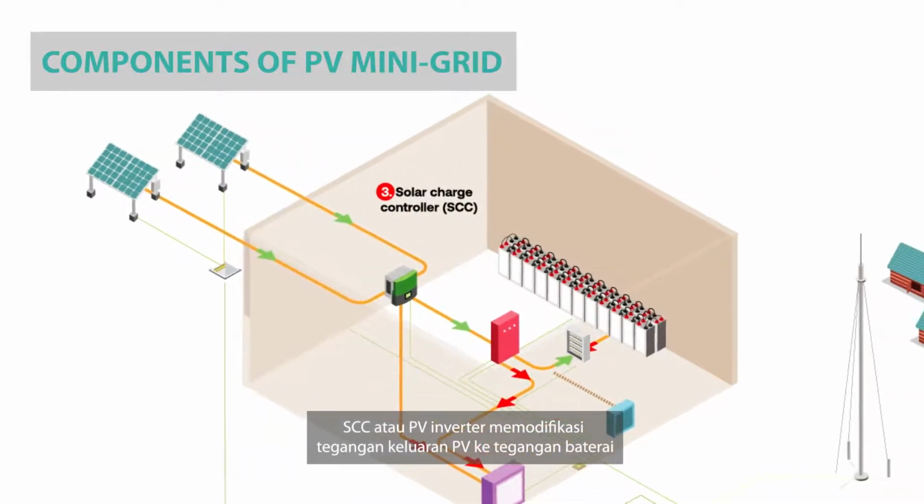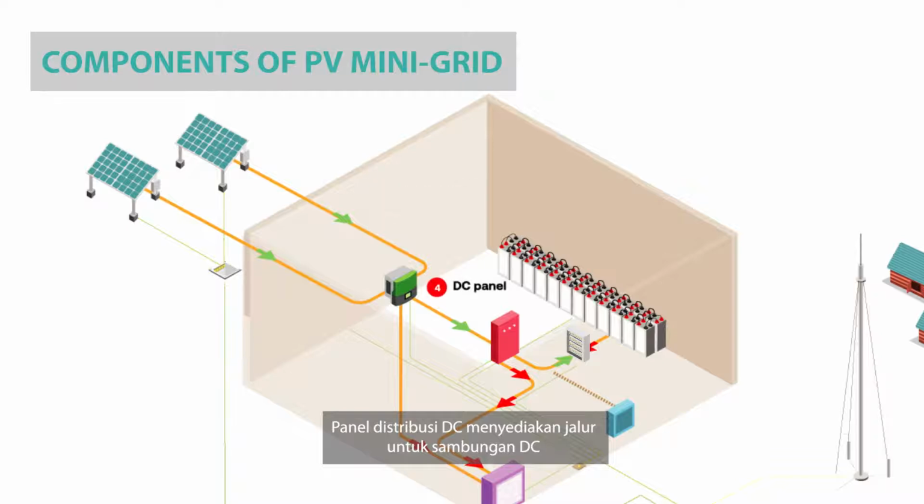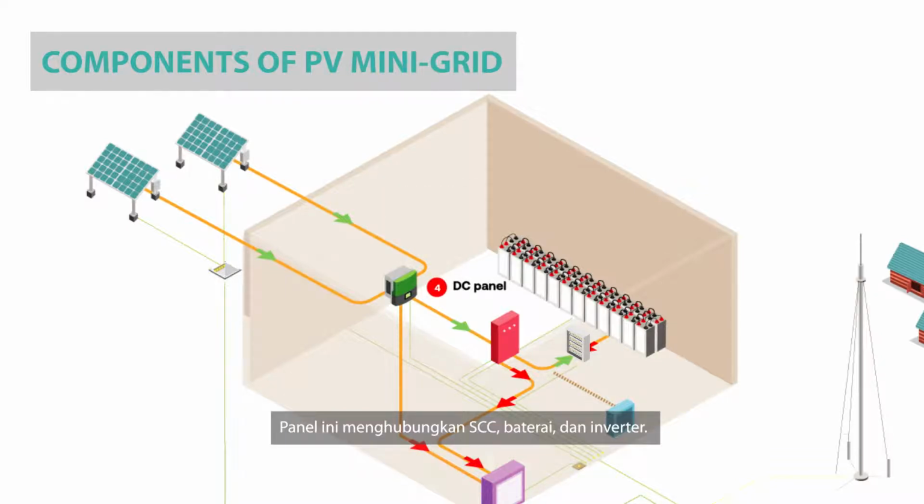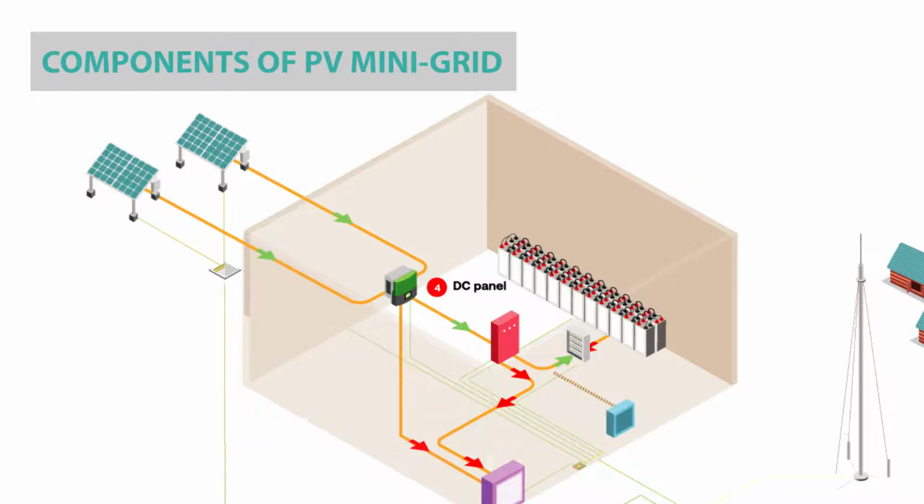SCC or PV inverter modifies PV output voltage to the battery voltage level and controls battery charging. In case of PV inverter, its output can directly be used to inject current to the grid. DC distribution panel provides DC bus for DC connection. This panel connects SCC, battery bank, and inverter.